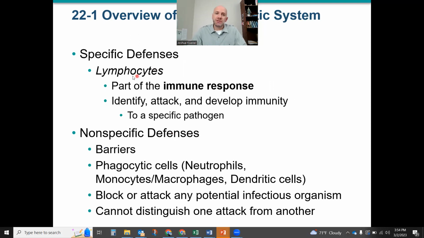All right, there are special defense systems like the lymphocytes. They're involved in the adaptive immune system. We have non-specific defenses, which are like the barriers or skin, any types of fluids like mucus that can protect us and be washing away microbes before they get inside of us. Then we have general phagocytic cells like neutrophils, monocytes, macrophages, and dendritic cells, which, by gobbling up or doing phagocytosis, can mitigate the threat of infection.